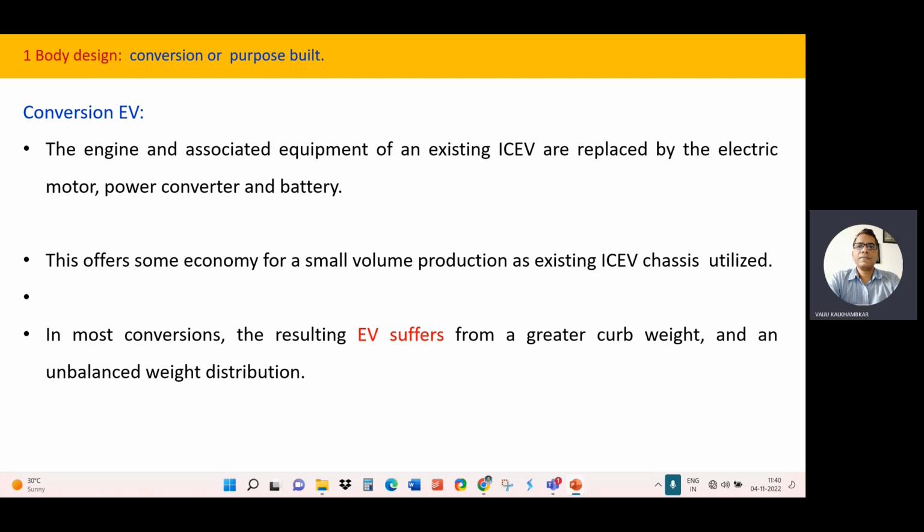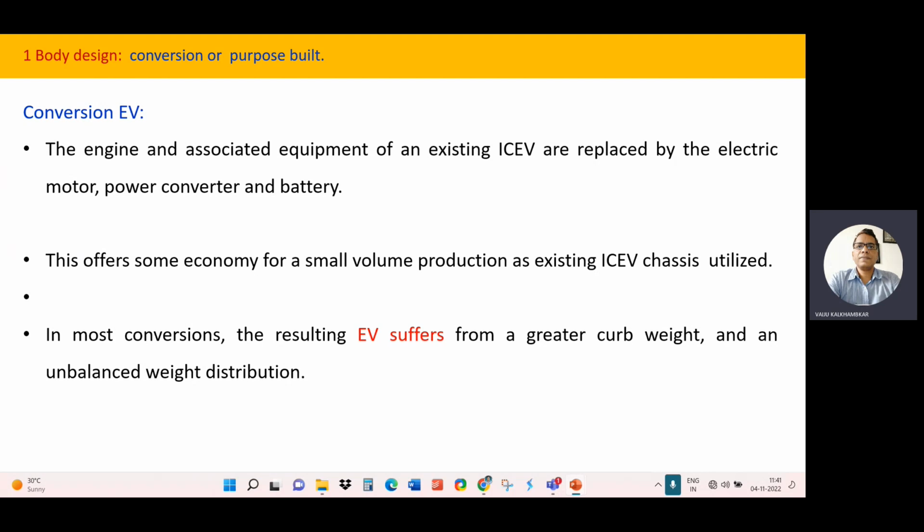The first is the electric vehicle body design. The body design can be a conversion type, that is the conversion electric vehicle. As the name indicates, it is converted from the existing vehicles, that is the IC engine vehicles. Thus, the engine and associated equipment of the existing IC engine vehicle are replaced by electric motor, power converter, and battery. So, the IC engine is removed from the existing vehicle and electric components are installed and it is just converted into an electric vehicle.